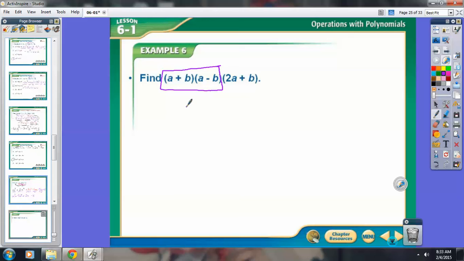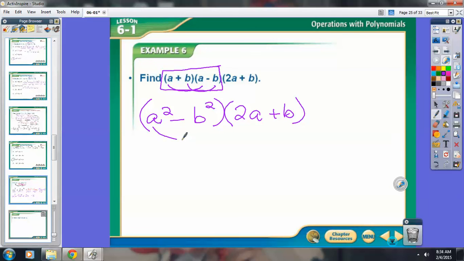Well, after you multiply those 2 parentheses, can you just take your answer from that and then multiply times the next parentheses? Exactly. So I'm going to use my shortcut because the first 2 parentheses are conjugates of each other. So a times a is a squared, and b times negative b is negative b squared. Again, they just happen to be conjugates. Now I need to take that answer times 2a plus b. Now are these 2 conjugates? No, so I'm going to have to do the long way. I'm going to have to distribute all the way through.